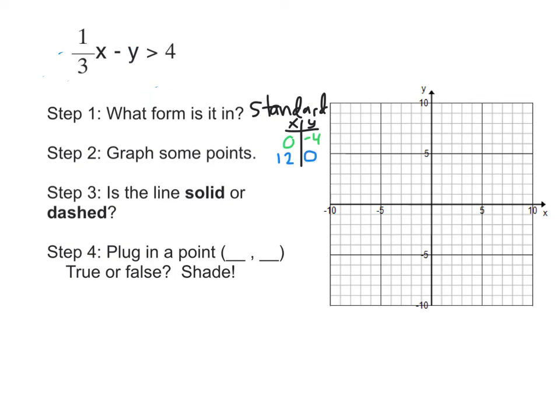All right, so we're going to plot our points. I notice now that 12 is not going to fit on our coordinate plane shown here, but we'll make it work. 0, -4 for our y-intercept is right here. And then our other one is 12, 0, and that will be off over here for 12. Then we have to decide if the line is going to be solid or dashed. Based on this symbol right here, it's going to be dashed. I'll go ahead and make my dashed line here.